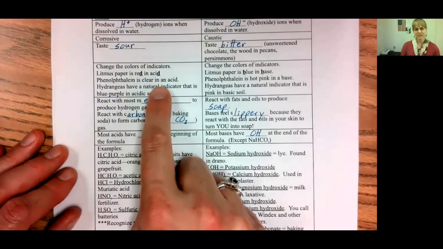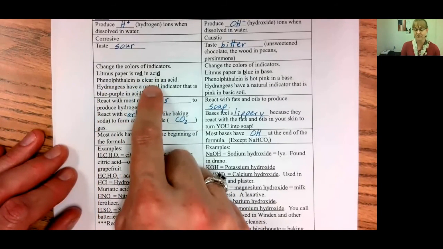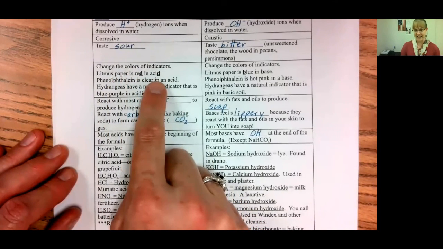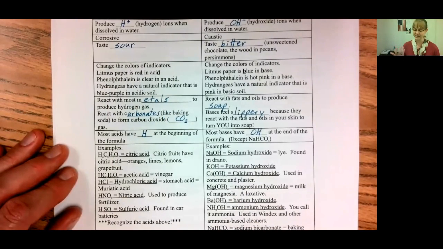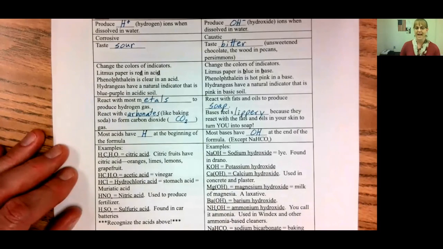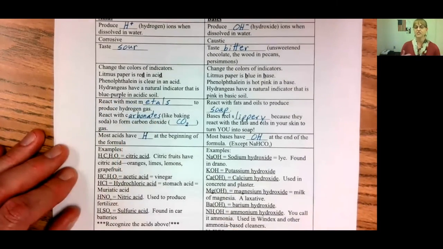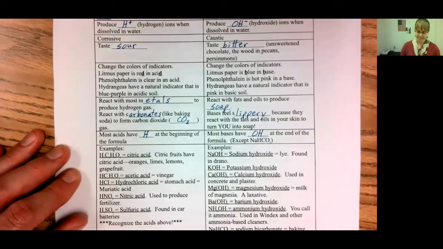Phenolphthalein is clear in an acid, so that is a different indicator that will turn a different color in acid. So litmus paper will turn red in acid, phenolphthalein will be clear, and there's another indicator in hydrangeas, which are a type of flower, and it turns kind of bluish purple in acidic soil. So each indicator turns a different color in an acid.